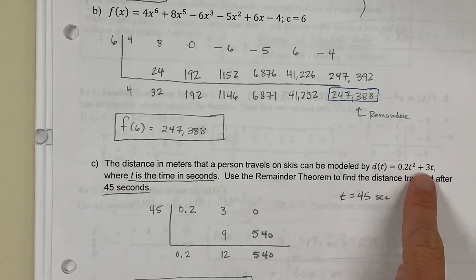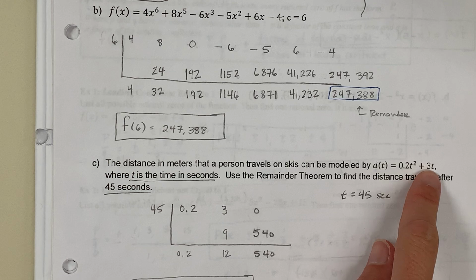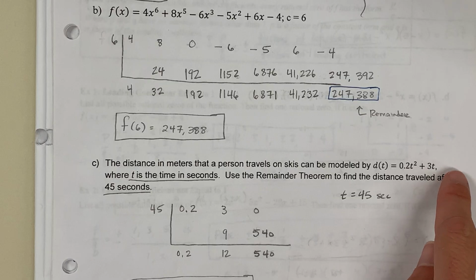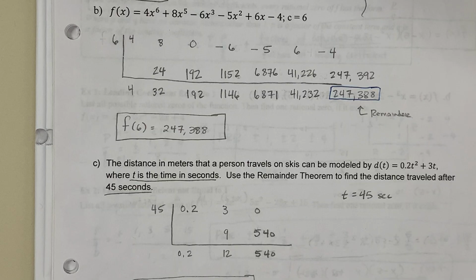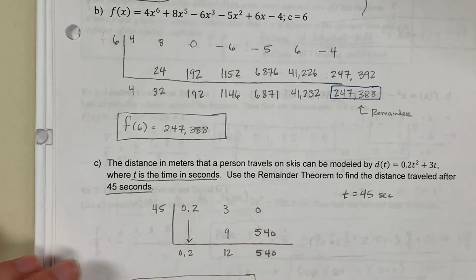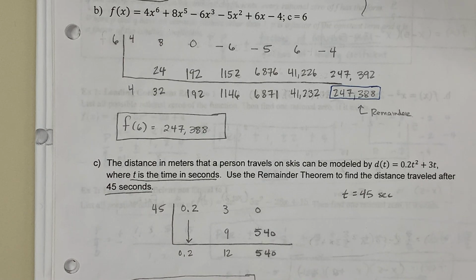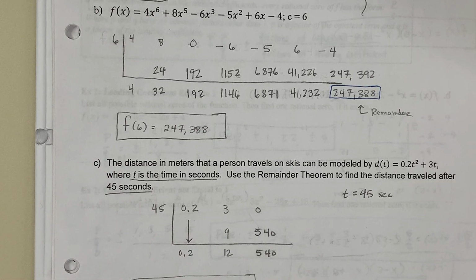When we look at our equation, it's to the power of 2. So to the second power, the coefficient is 0.2. The first power, the coefficient is 3. We also have to account for our constant, which is the 0 power. Since it's not there, I put 0. I drop down the 0.2. I multiply 45 times 0.2, and that's equal to 9. Add 3 and 9 to get 12, and I multiply 45 times 12 to get 540. So in 45 seconds, the skier can travel 540 meters.